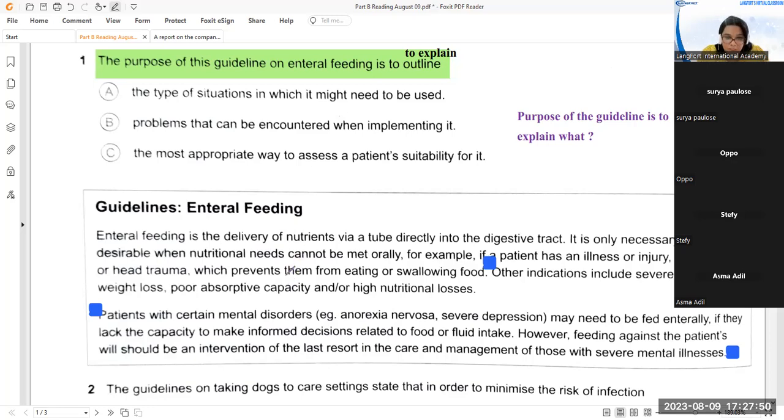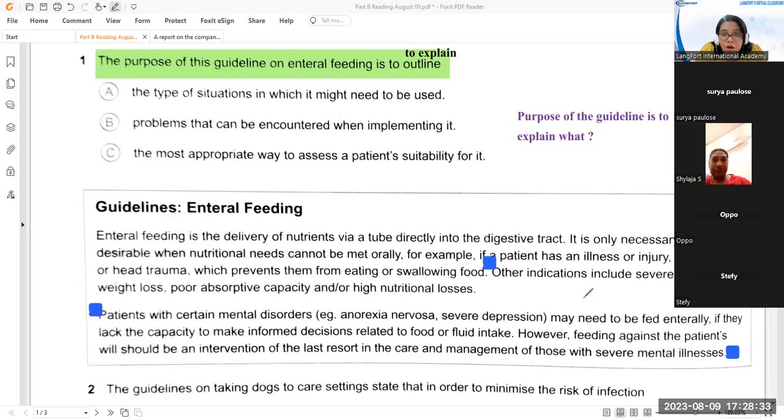So there are other patients who have certain mental disorders such as anorexia nervosa, severe depression. Because of this, they don't eat on their own, so they need to be fed through a tube. Or if they do not have the capacity to make an informed decision about their food and fluid intake, a decision that comes with knowledge and information, then as well we feed them through enteral feeding. So they have explained who will need enteral feeding. Then they say, however, feeding against the patient's will should be an intervention of the last resort in the care and management of those with severe mental illness.